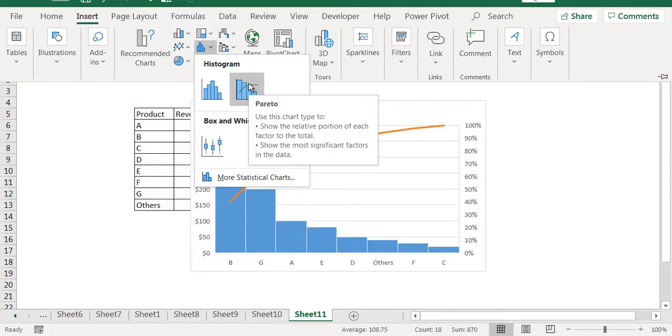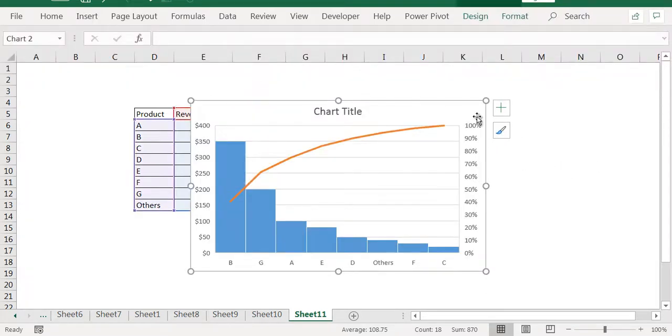And this is your Pareto chart. Use this chart type to show the relative portion of each factor to the total. Show the most significant factor in the data. So if you want to show which is the most significant product, you should use this.